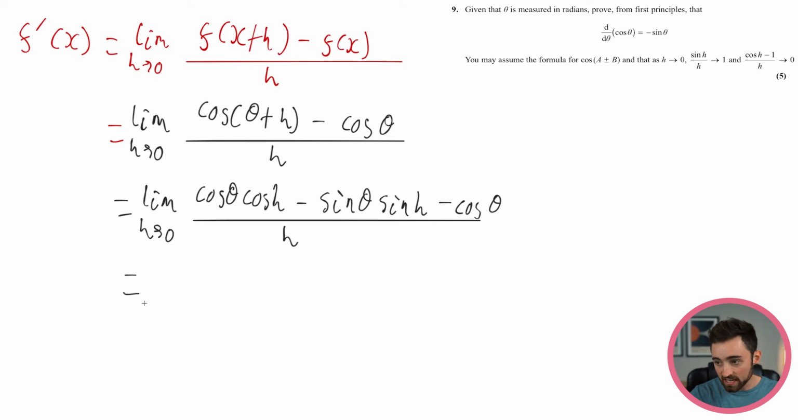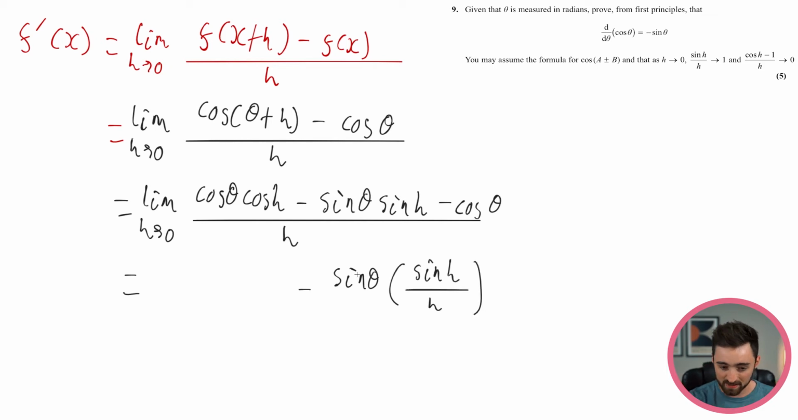It also gives us a couple of limits, so we're definitely going to need to use them, or else they wouldn't tell us about them. So how can we get these limits from what we have here? Let's look at the sine one first. I've only got one sine term, and that is this minus sine theta. And then this sine h over h, we have, don't we? We have this sine h over h here. So that's my sine term. And then the cos term, I've got this cos h minus 1.